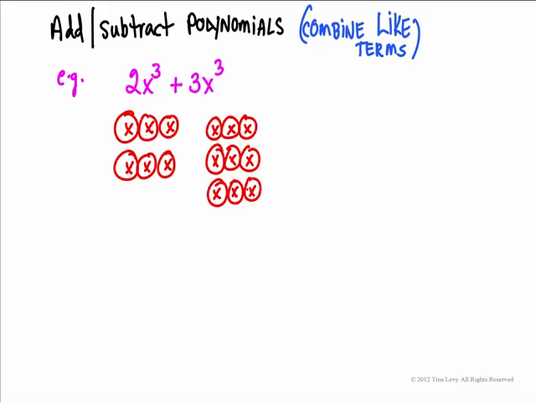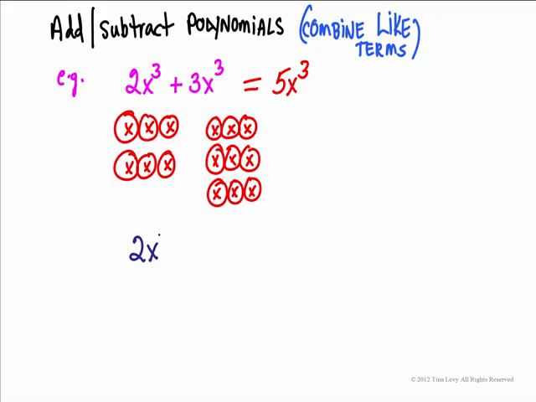What combining like terms is really doing is having you count. How many of those do I have? Well, they're all the same. I have 2 of these and 3 of these, so altogether I have 5x cubed, 5 of the same.